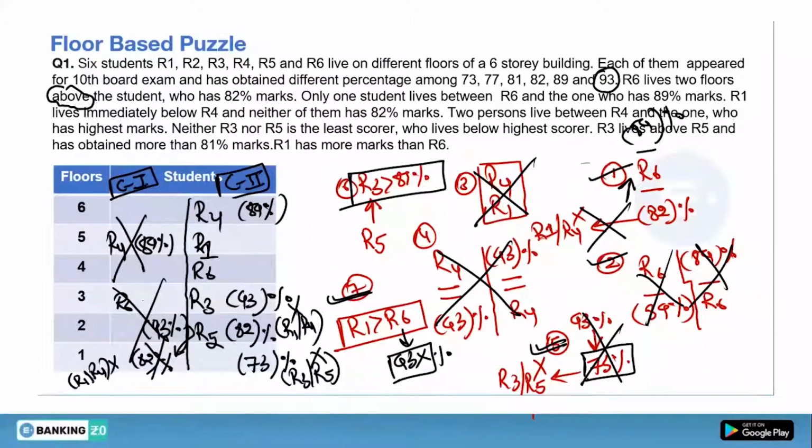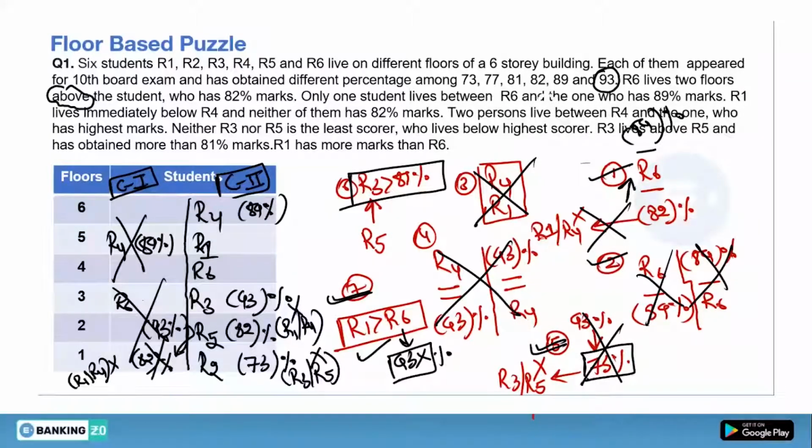Okay, now floor number 1 is left and the person R2 is left. So R2 will come on floor number 1. Okay, now we know that R1 has secured more than R6 according to our hint number 7.